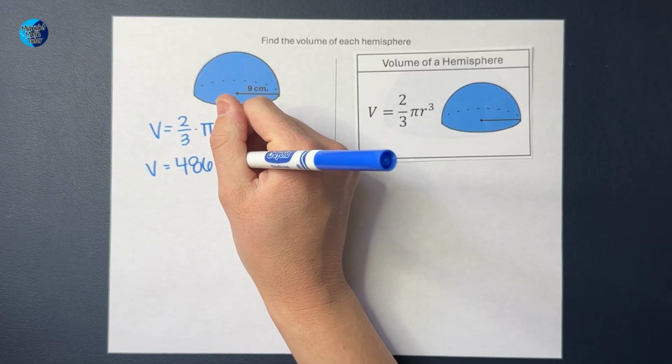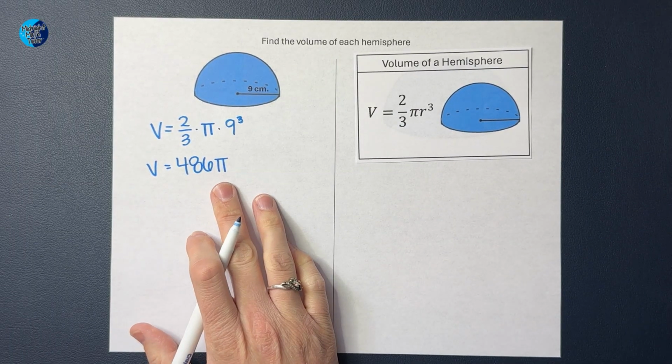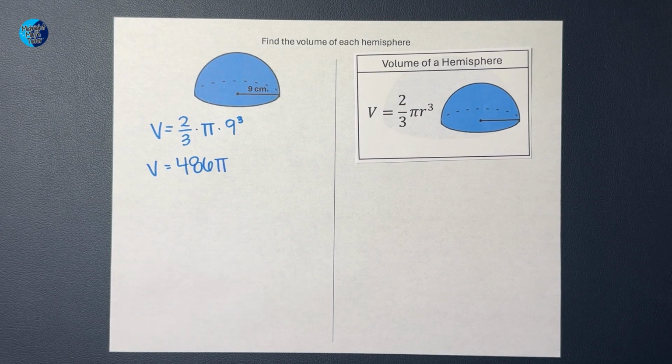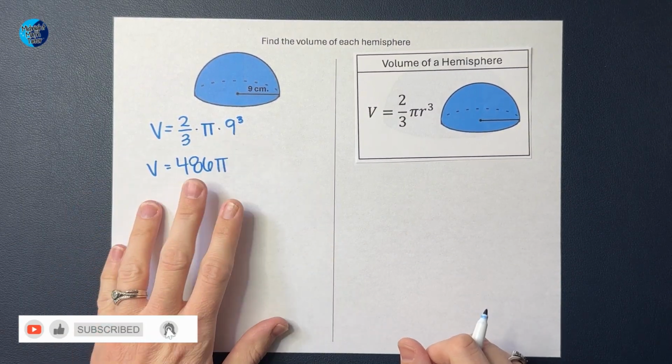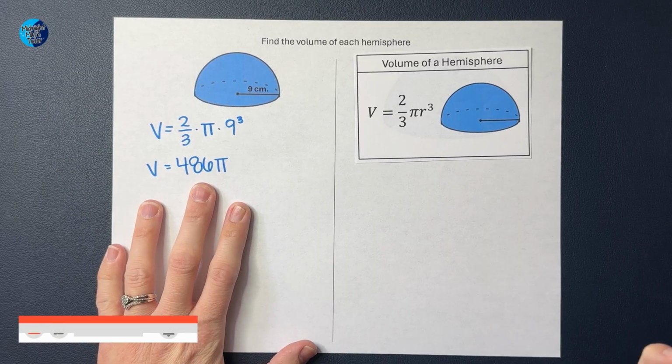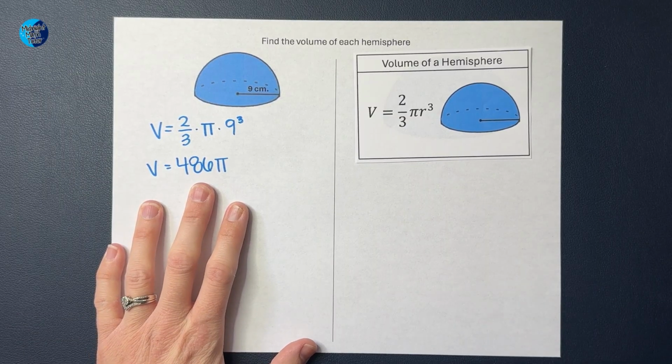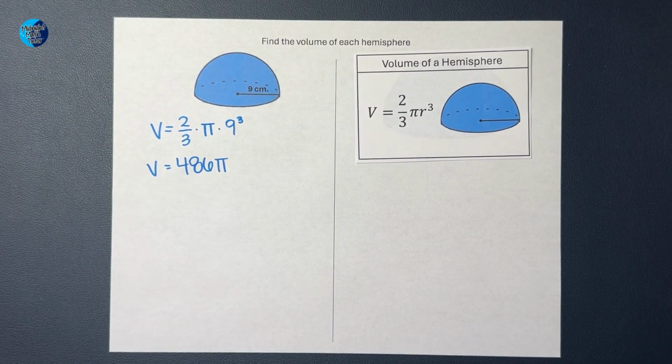We still have pi. Now that is called our exact answer because pi is literally a decimal that goes on forever, doesn't repeat. So we always have to do some rounding when we're dealing with pi. So sometimes people like you to leave it like this. So if your teacher wants you to leave it like that, great. If not, we're going to multiply it out.